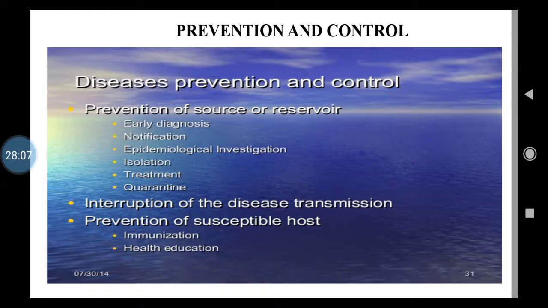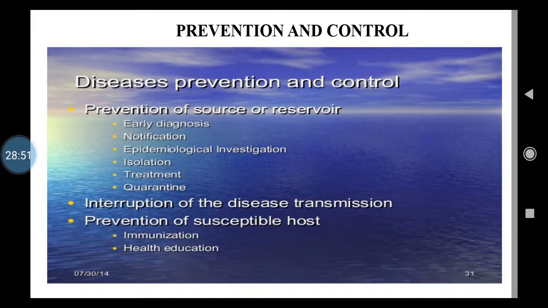This isolation can be done in hospital or at home. The patient can be isolated or quarantined. Then treatment. Proper treatment after early diagnosis is very important. If the disease is diagnosed at a first stage, then whatever treatment is there is properly given to the patient, and that will minimize the duration of disease and suffering of the patient. So early treatment with antibiotics is also very important.